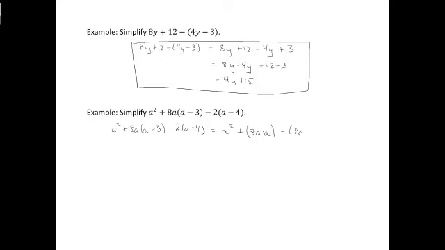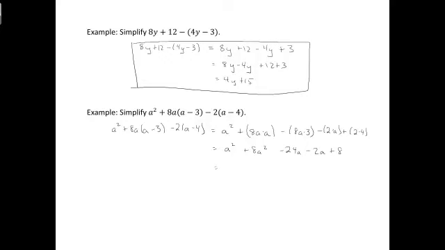minus 8a times 3 minus 2 times a plus 2 times 4. That last plus sign comes from the negative 2 times the negative 4. A squared plus 8a squared minus 24a minus 2a plus 8.